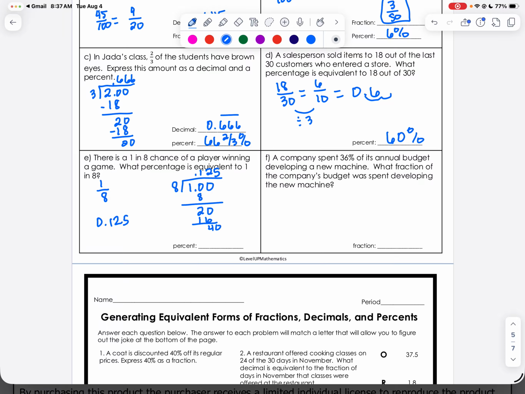But they asked for a percent. So we must move our decimal 2 places to the right to get 12.5%.